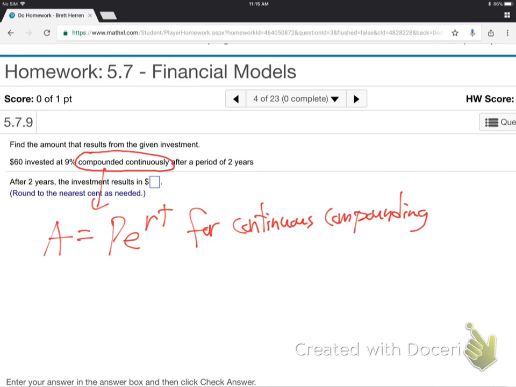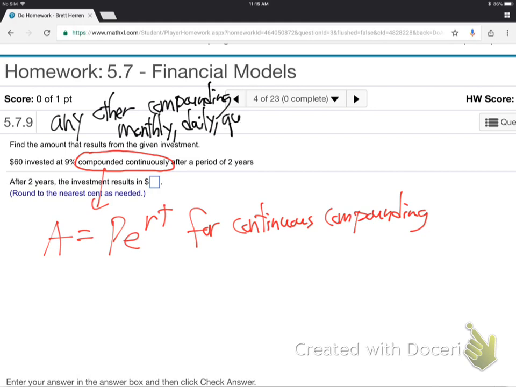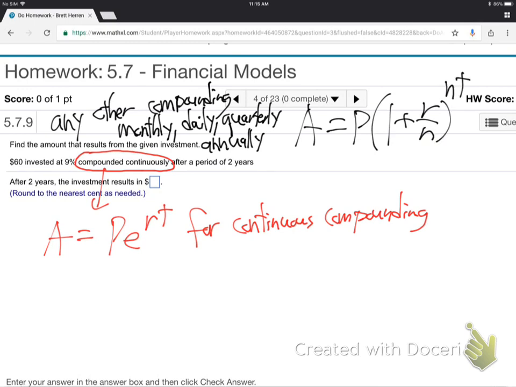For all the other compounding, maybe I should write the other one too at the same time, to be helpful. For any other compounding, so that would be monthly, daily, quarterly, annually, all the other ones, we use the formula A equals P times 1 plus, the one we just used on the quiz, to the NT, right? And I'll give you both these formulas at the top of exam 3. Don't even need to put them on a 3x5 card. They'll be right on the first page, right at the top of exam number 3.